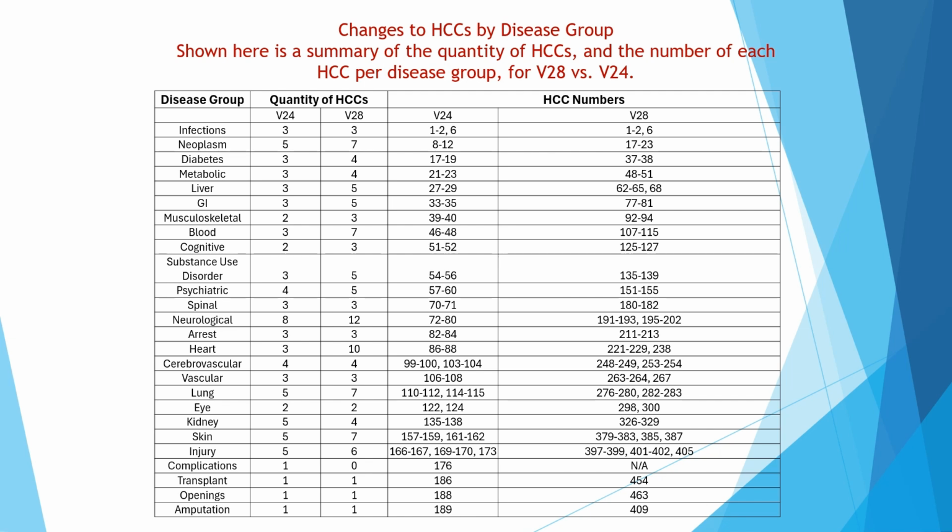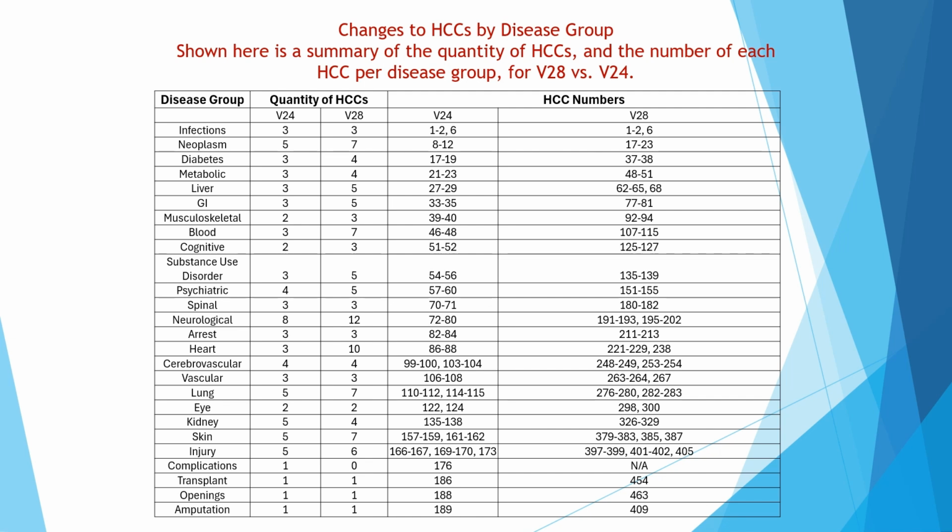Cognitive, quantity of HCCs for V24 is 2 while V28 is 3. HCC numbers for V24 is 51 to 52 and V28 is 25 to 127. Substance use disorder, quantity of HCCs for V24 is 3 while V28 is 5. HCC numbers for V24 is 54 to 56 and V28 is 135 to 139.